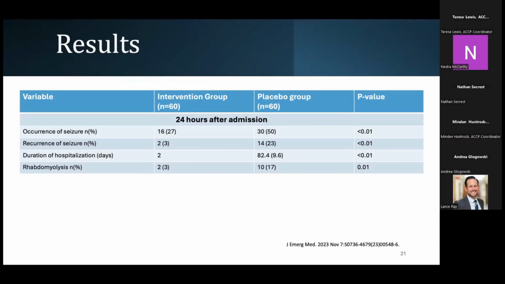The duration of hospitalization was much lower in the intervention group with a total of 2 days, which is much longer in the placebo group. They noted that for rhabdomyolysis, which is a side effect that intravenous lipid emulsion could cause, only two patients developed that in the intervention group as opposed to 10 in the placebo group. And again, all of these differences were statistically significant, the p-values being less than 0.05.